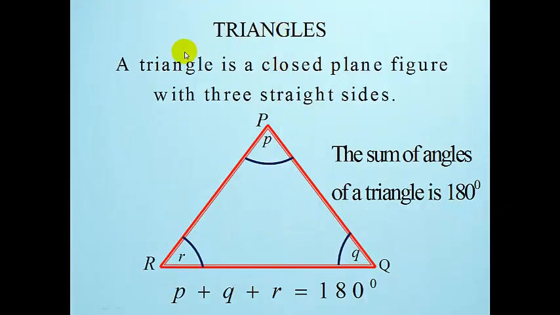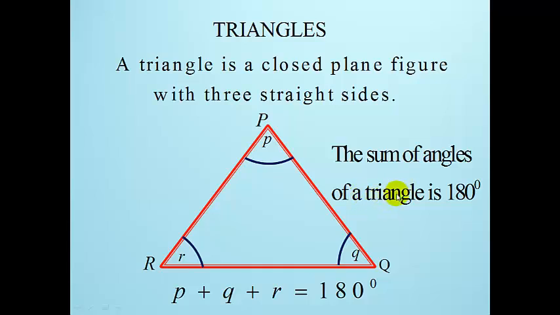Now triangles. A triangle is a closed plane figure with 3 straight sides. So considering this triangle as shown, we have 3 straight sides. That is, we have side PR, that is one side, another side PQ, and another side RQ. These are 3 straight sides and they are closed. So a triangle is a closed plane figure with 3 straight sides. The angle at P is P. The angle at R is R. And the angle at Q is Q.